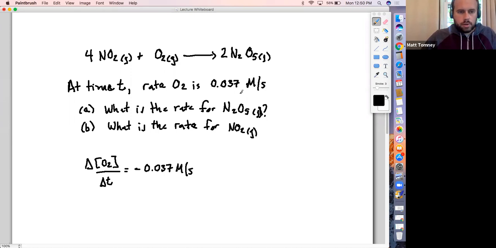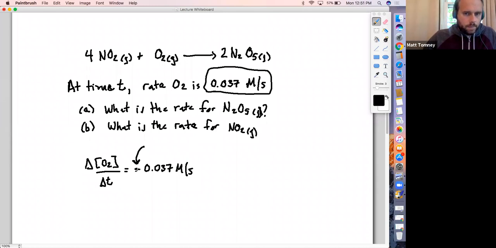Now, in the problem, the rate is being given as an absolute. It's telling you that there's this much for the rate, but this is a rate that is a loss because it is a reactant going to a product. So I am putting in here, as I'm reading the problem, that this is negative. Okay.